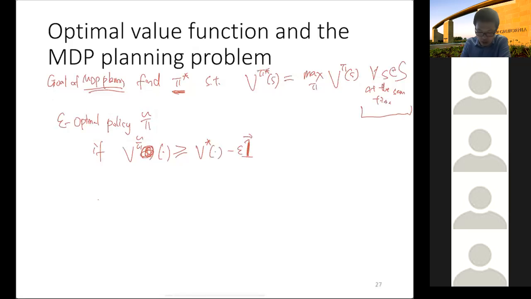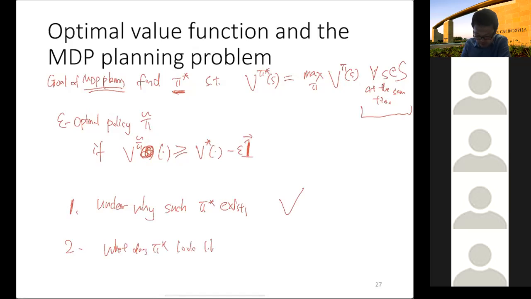It is unclear why such a pi star exists, so the first thing we want to show is that yes, it exists. Second, we want to understand what pi star looks like. What kind of structure may this optimal policy have?